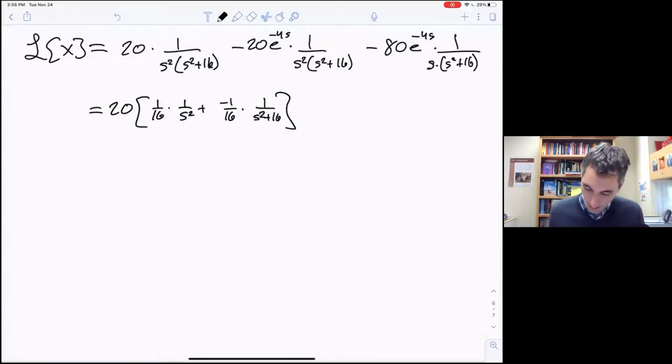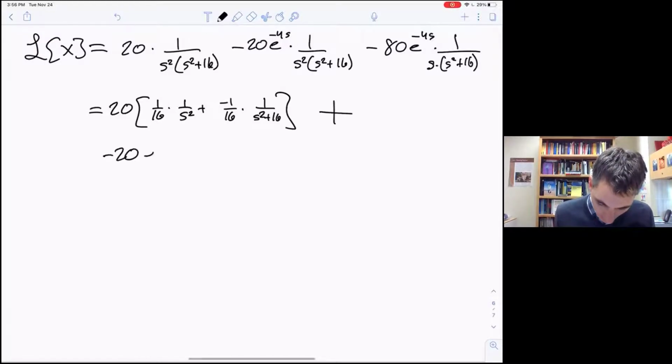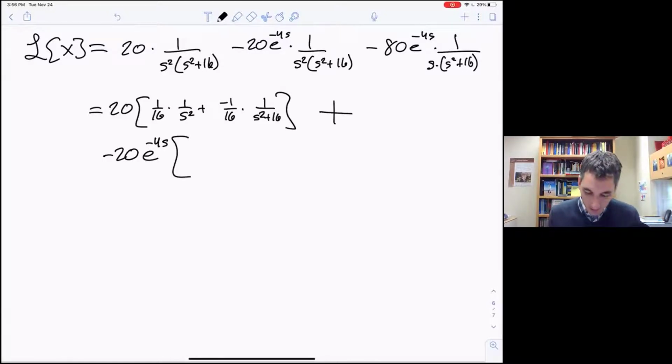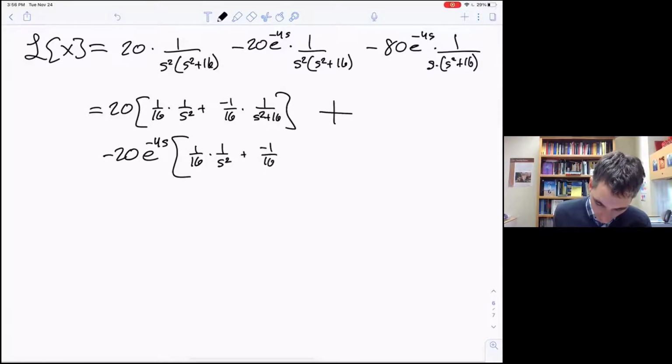And then we're going to have, well, let's see. I'm just going to write a big plus here. And if you don't mind, I'll factor out a negative 20e to the minus 4s. Okay, so that's going to give me, I guess I factored out this and this, but I will have a minus 4 on that second term there. But this one is the same. It's 1/16 times 1 over s squared plus negative 1/16 times 1 over s squared plus 16.